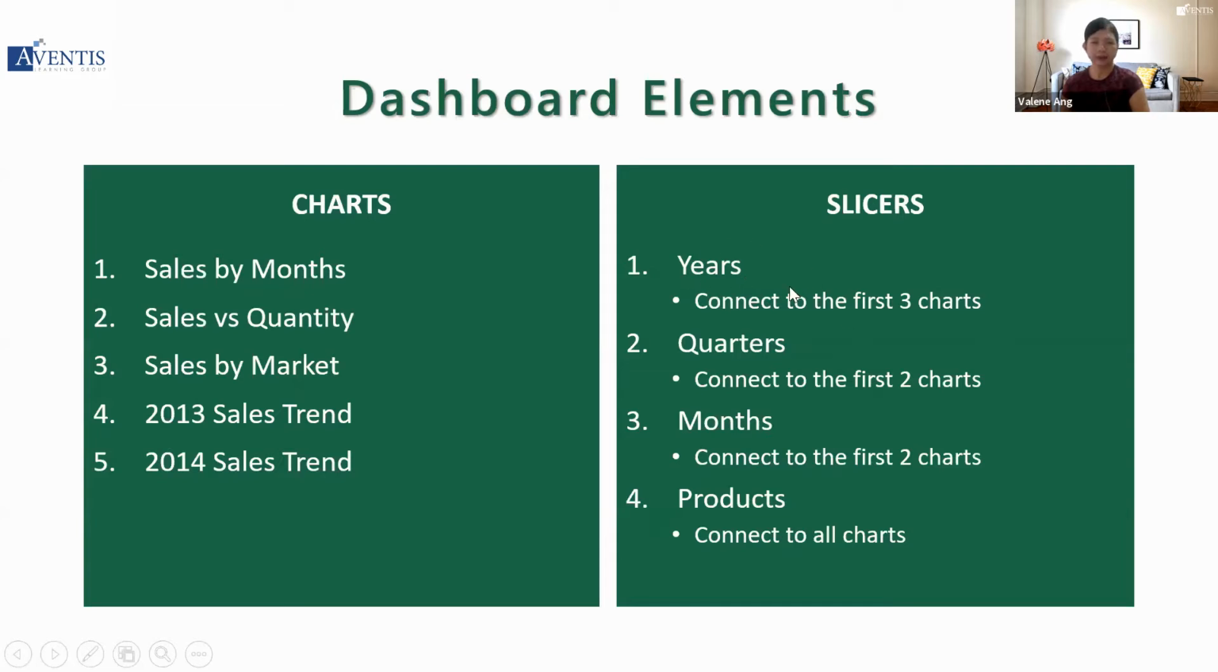So I'm going to connect year slicer to the first 3 charts: sales by month, sales versus quantity, and sales by market. So the quarter slicer will be connected to sales by month and sales versus quantity, only 2 charts, whereas the month slicers will be connected to the first 2 charts as well, sales by month and sales versus quantity. As for the product slicer, I'm going to connect it to all the 5 charts. So which means when I click on one product, all the 5 charts will update to specific product sales.